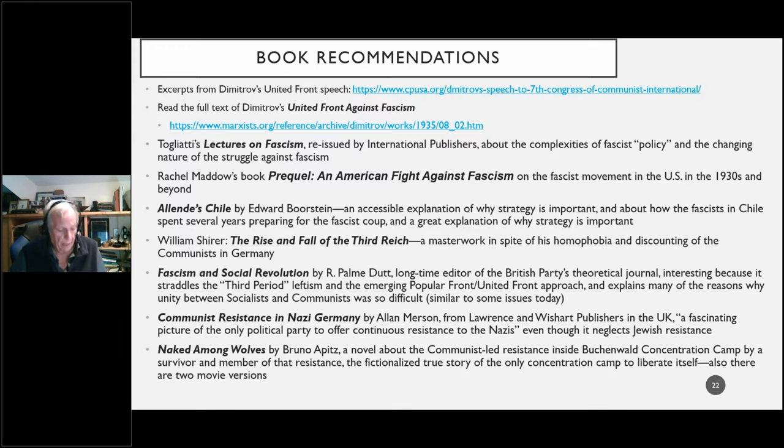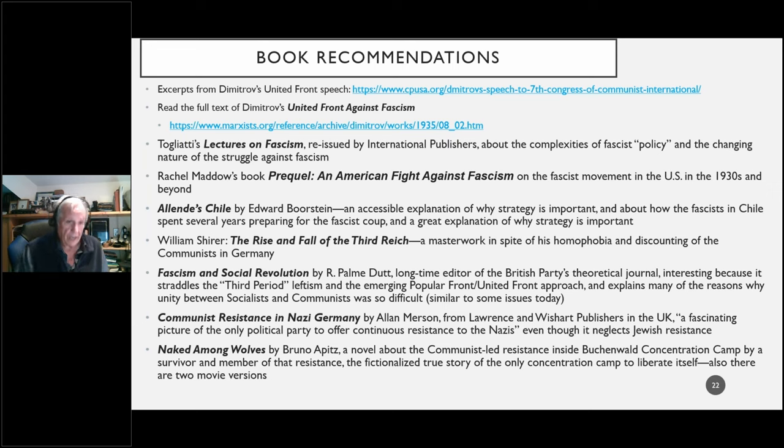I want to put up a bunch of book recommendations, and I'll have these on Thursday and Saturday as well. Not only Dimitroff's speech and Togliatti's lecture, which we're using for this section, but there's a Rachel Maddow book, Prequel: An American Fight Against Fascism, about the fascist movement in this country in the 30s and how that links to today.